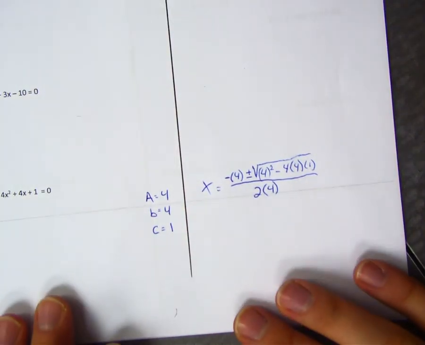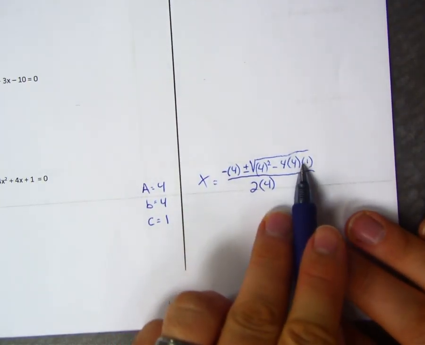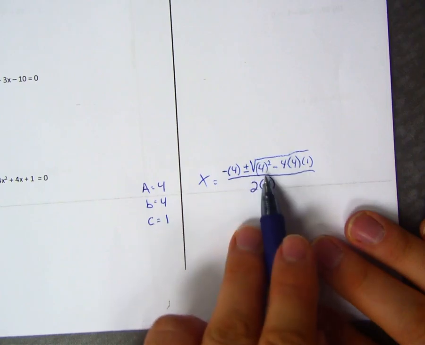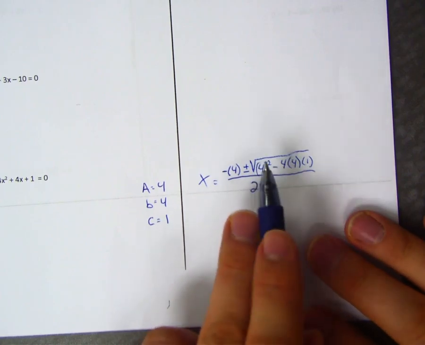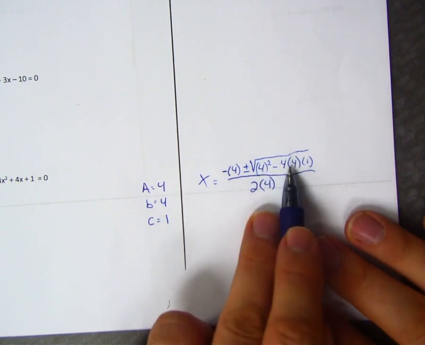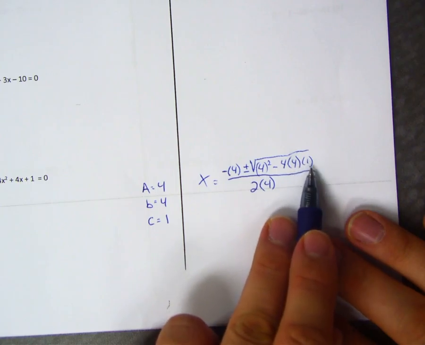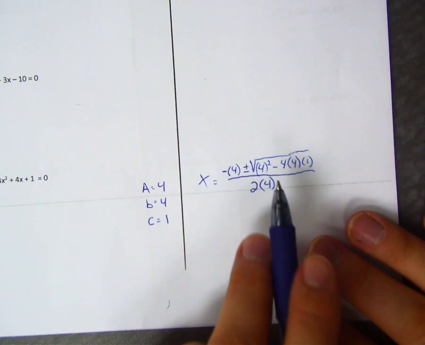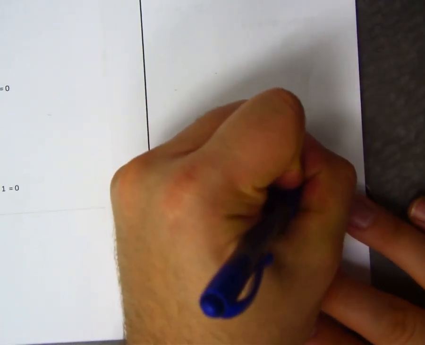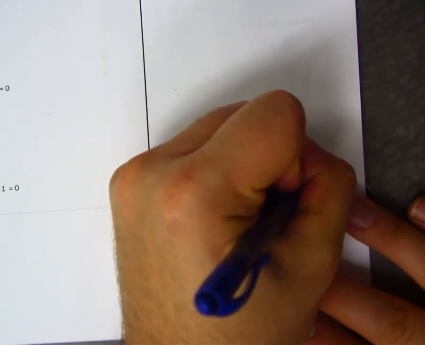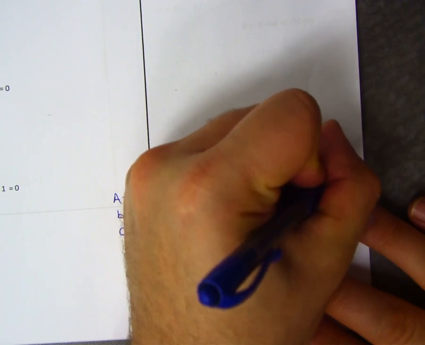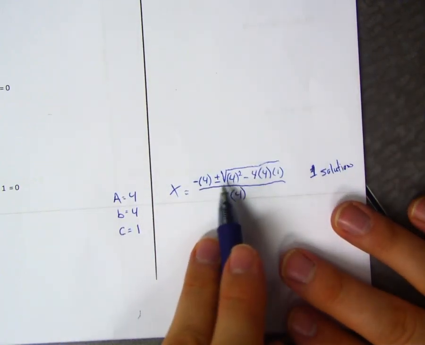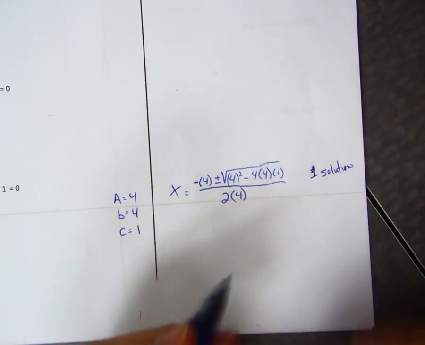All right, so what we're going to do now is look at this stuff under the radical sign, our discriminant. What is this? 4 squared is 16. 4 times 4 times 1 is 16. What's 16 minus 16? 0. That means that there's only one solution. That means you don't need to split this one because you're going to add or subtract 0, right?